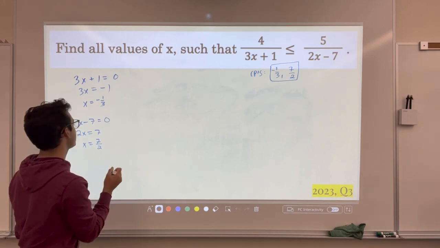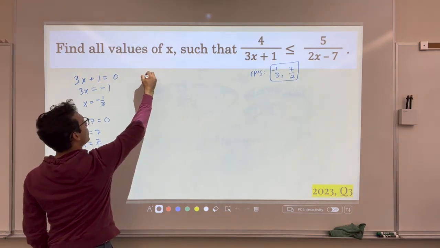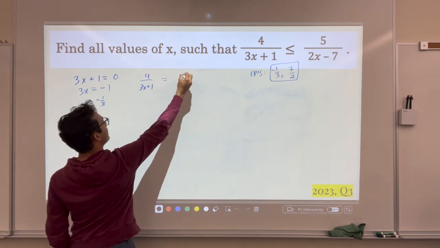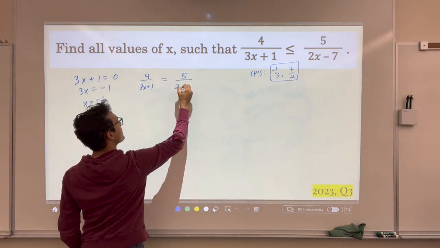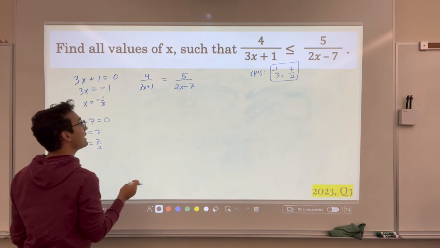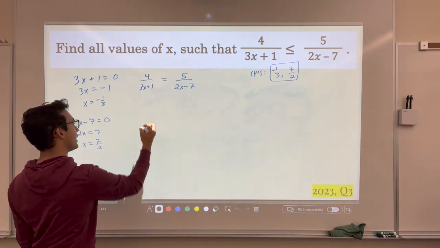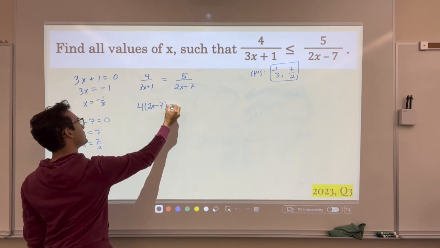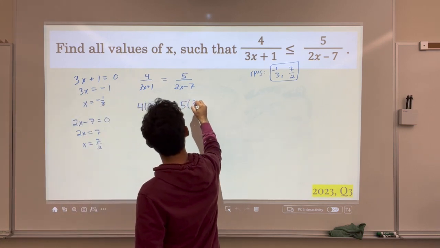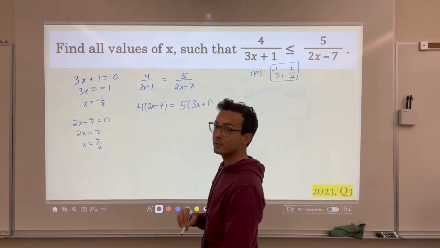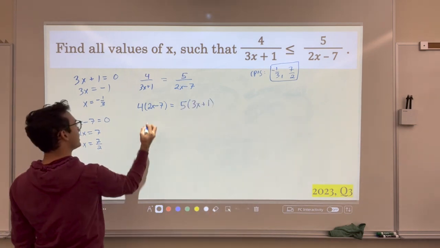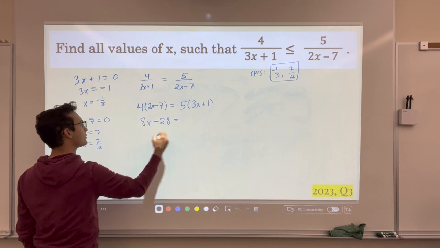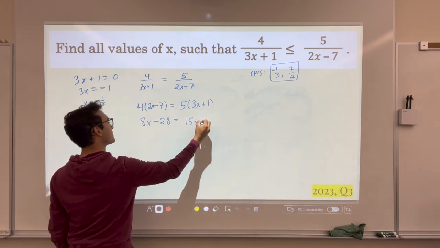So let's do that now, where 4 over 3x plus 1 is equal to 5 over 2x minus 7. And to solve this one, we can cross multiply. So 4 times 2x minus 7 is equal to 5 times 3x plus 1. We can do some distribution. 4 times 2x is 8x minus 28 is equal to 15x plus 5.